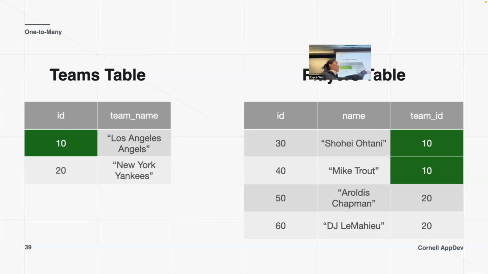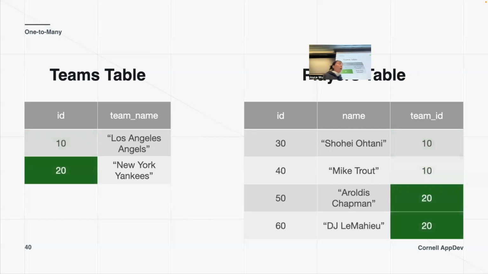But yeah, we see that there are multiple entries in the second table here that refer to this first entry in the teams table. Similarly, there are multiple entries in the players table that also refer to the second entry for the New York Yankees in the teams table. So this is essentially the implementation of a one-to-many relationship. Are there any general questions on this?